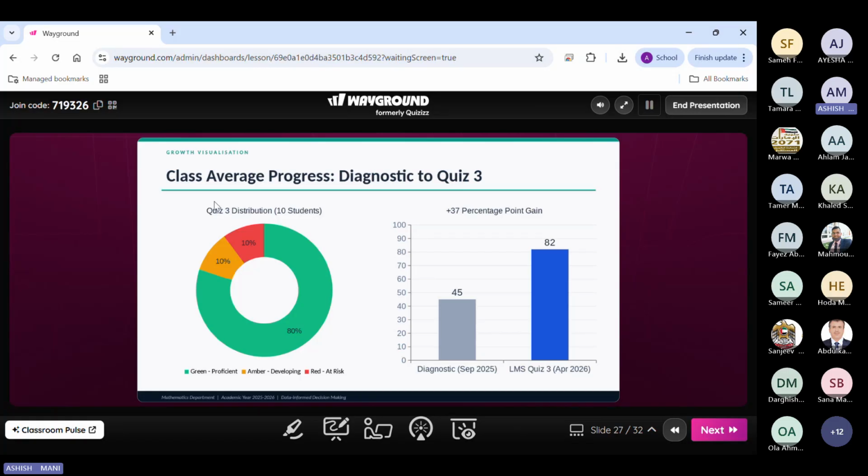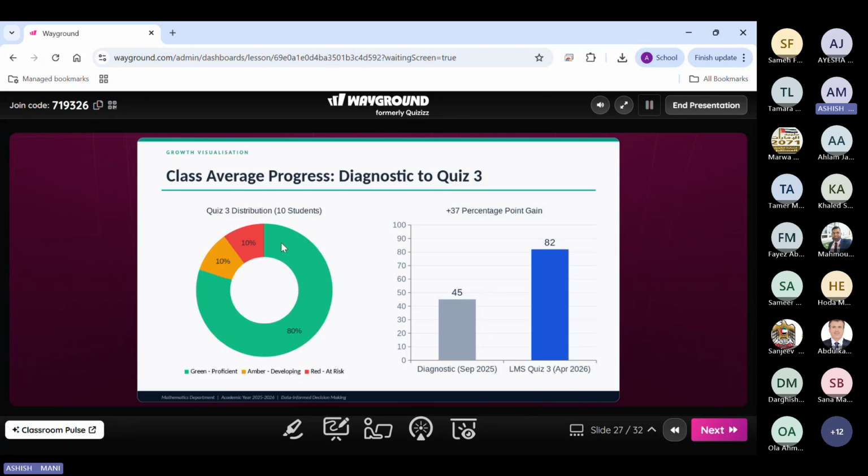Now, if you see my data triangulation method, I started from the diagnostic and came to quiz 3 for my lesson, that is area of triangle. The diagnostic was telling me that the percentage was 45%. After quiz 3, I see 82%. Here I can see a big picture that the level of the student increased. And how much did it increase? It increased by 37%. So when we come to the end of the data, we get a bigger picture of whether the level of the class has increased or not.